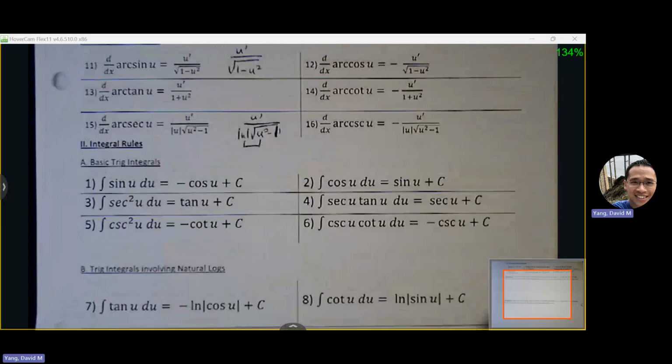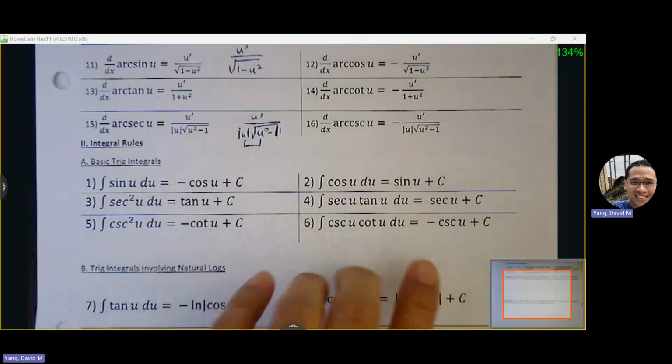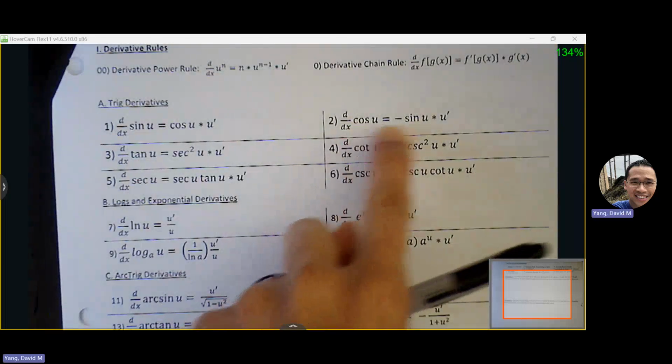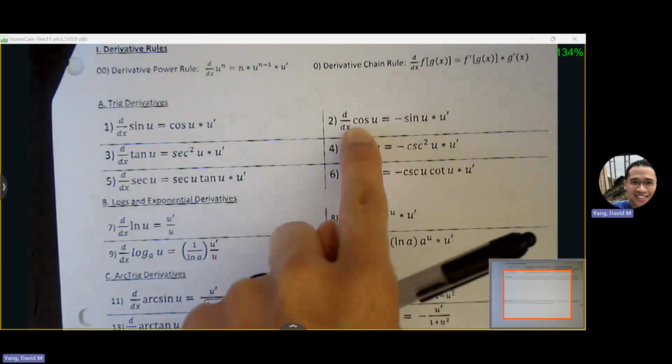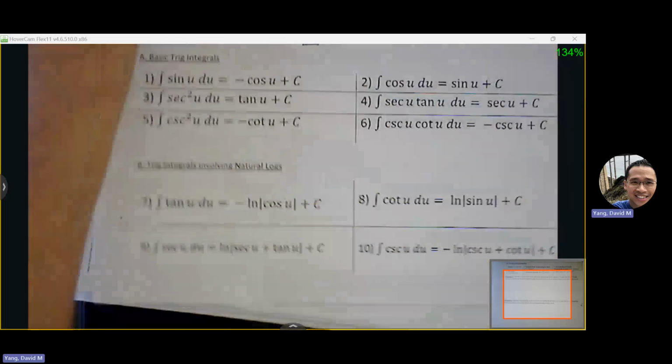Okay, integral rules for trig. We know these are just opposites or going backwards from our trig derivatives. Right? If cosine becomes negative sine, then sine will become negative cosine, and we're just reading off of the trig derivatives, right? Okay.